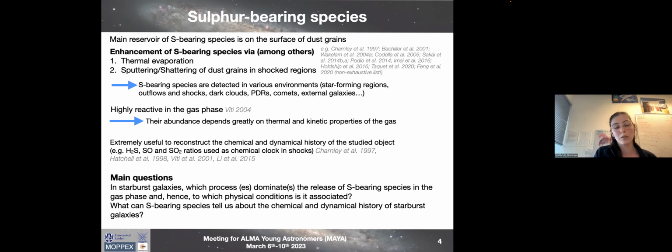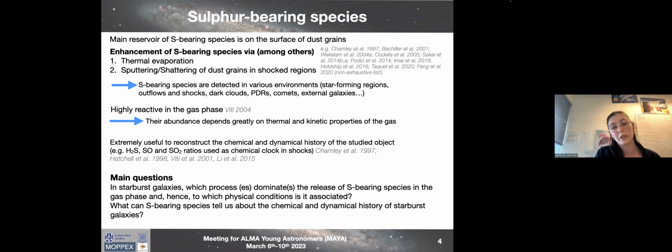And also because of the specific tool that we can use with the sulfur-bearing species, we want to understand if they can tell us anything about the chemical and dynamical history of starburst galaxies.